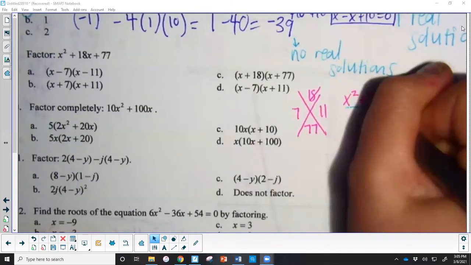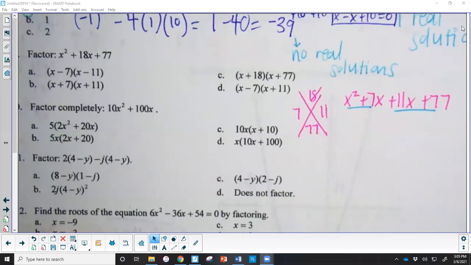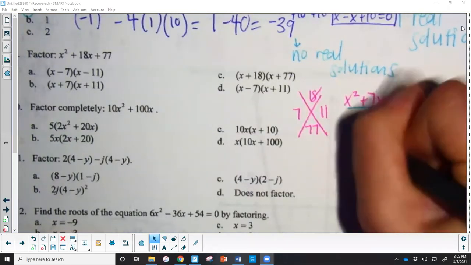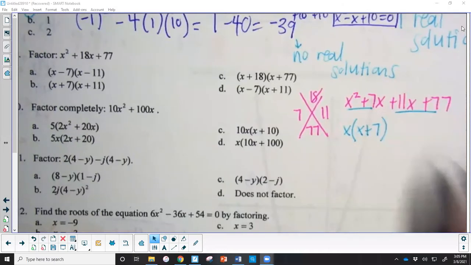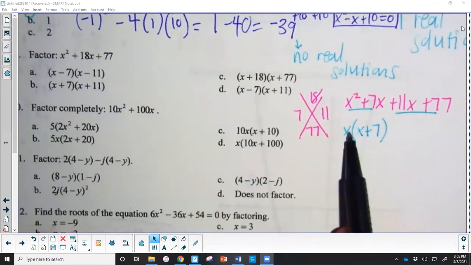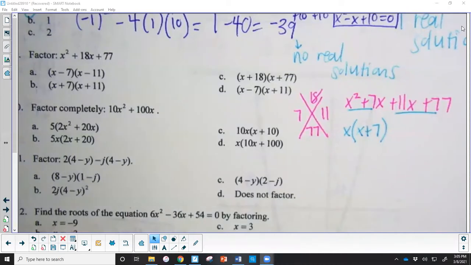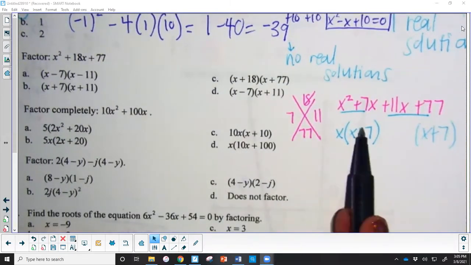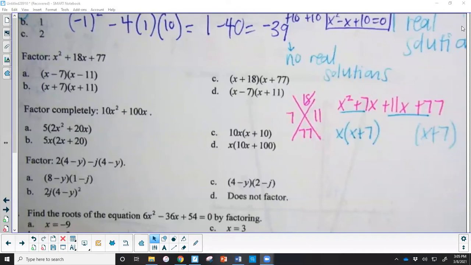This is going to be my first group. This is going to be my second group. My greatest common factor between these two here is an x, and I'm going to be left with x plus 7. That makes sense because x times x is x squared, and x times 7 is 7x. And this is going to be the exact same group. These are always going to match. That's why it's factored by grouping.